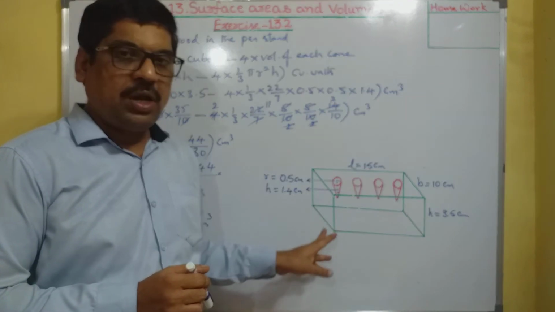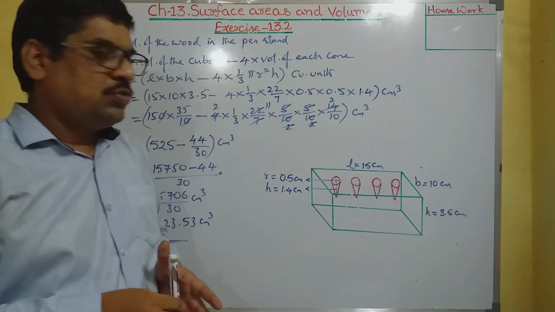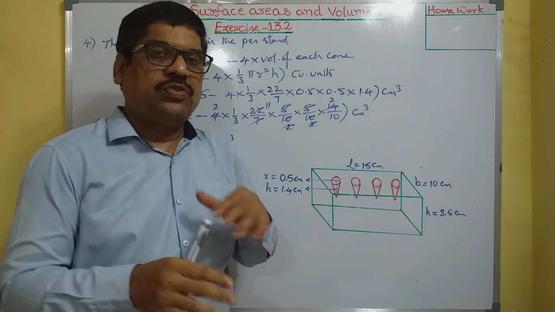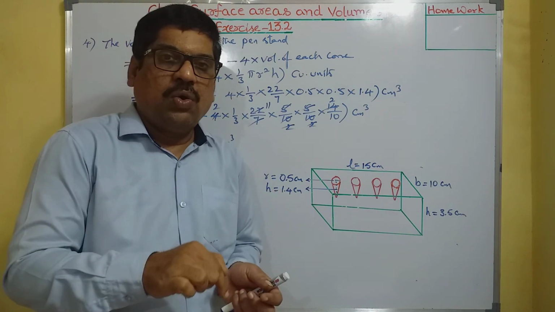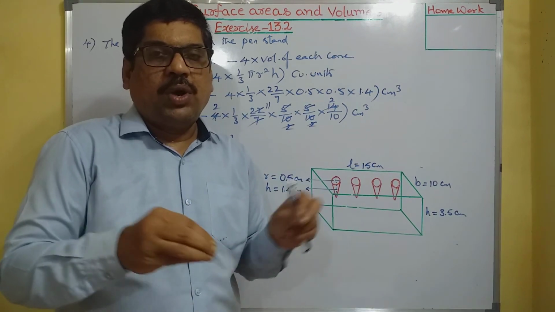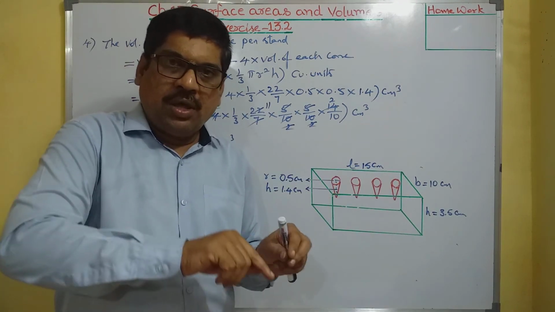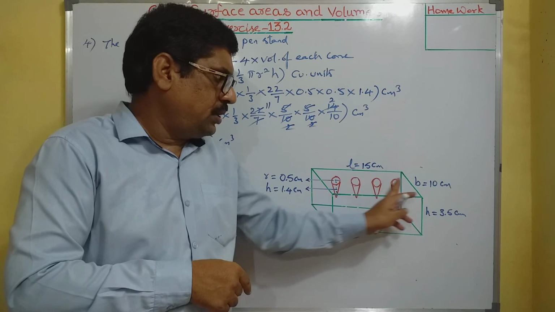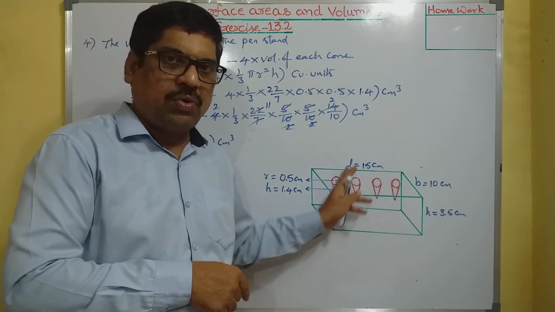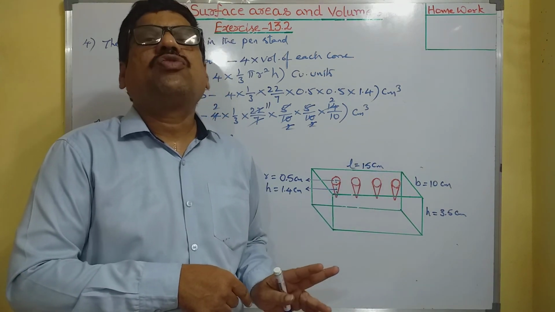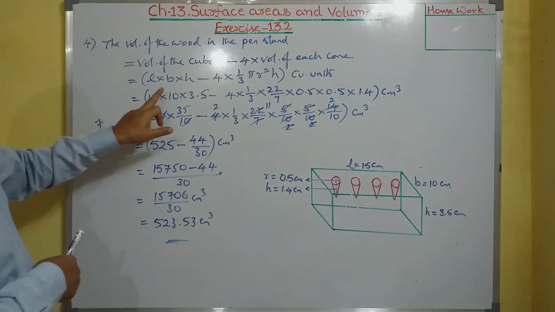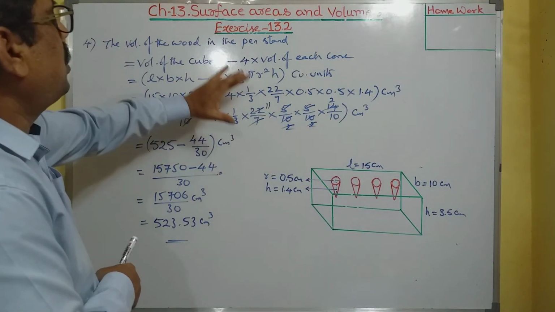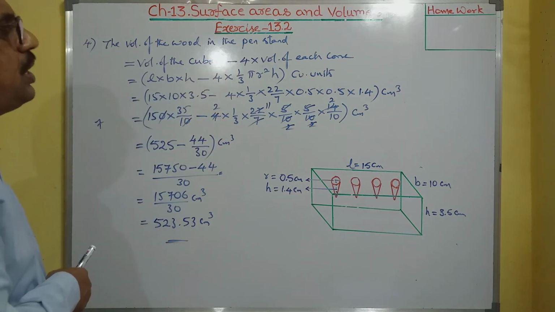So this is the volume of the pen stand. So to find the volume of the pen stand, what we have done? We have subtracted the volumes of the 4 cones. Why? Because to make the holes we need to remove some wooden particles from the wood. So we have to subtract the volumes of all the 4 cones from the volume of this, what is that? Cuboid. So LBH minus 4 into 1 by 3 pi r square h. After substitution and simplification we got the answer.